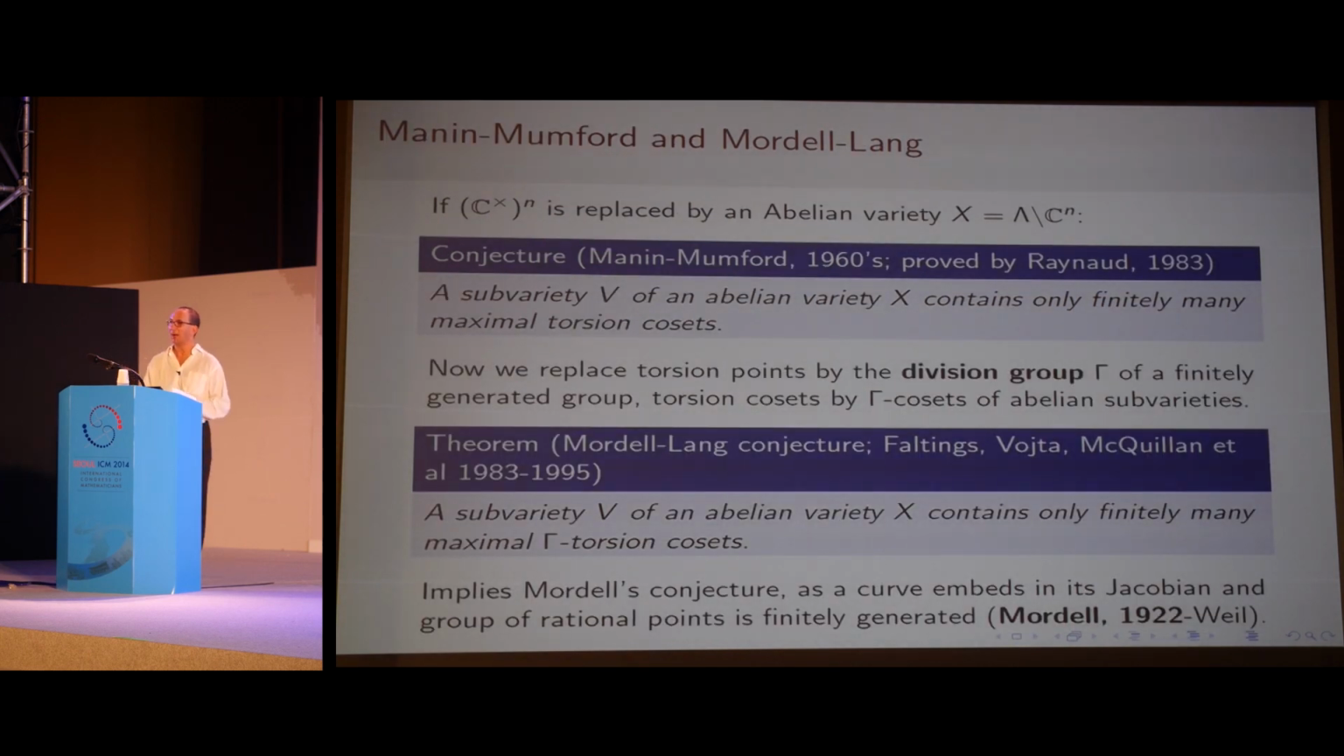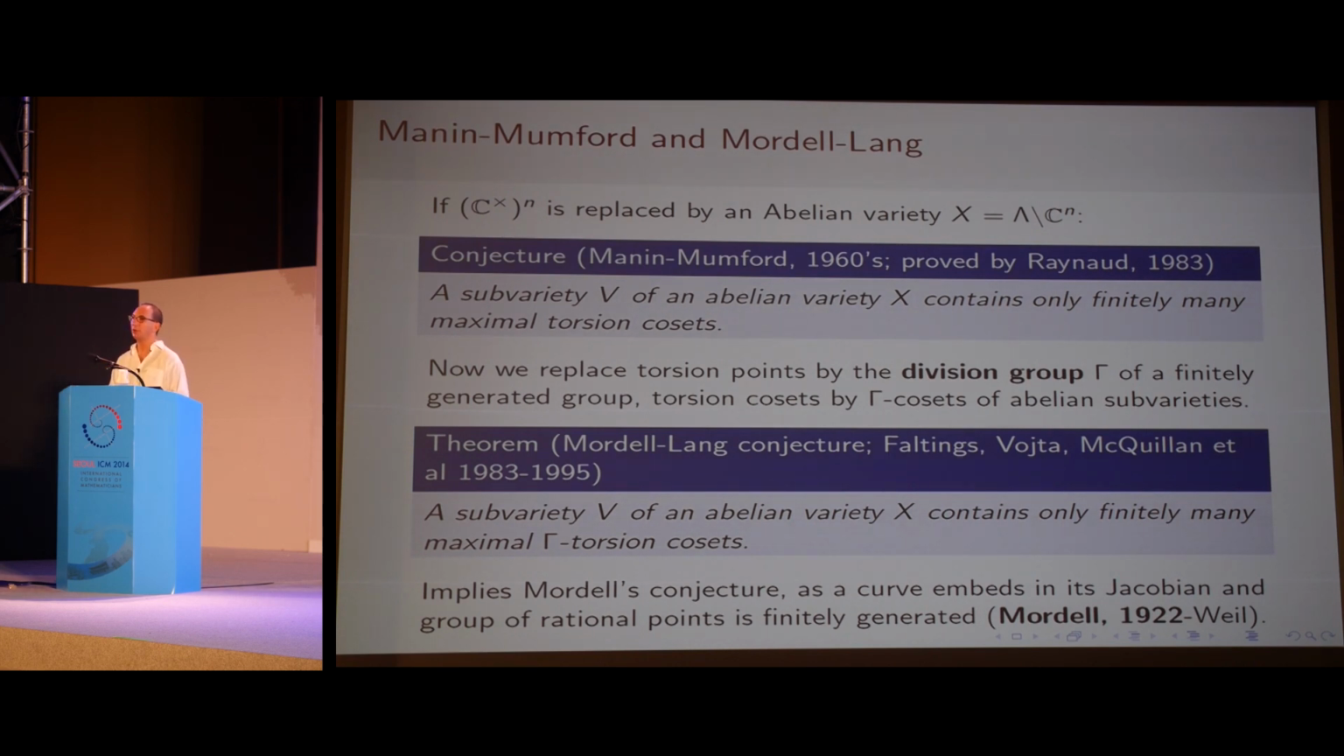The results on this slide won't come up in the sequel, so we don't need to look at them except in a very expressionist way, but I wanted to reconnect with the Mordell conjecture, how it fits into this picture. If we replace powers of the multiplicative group by another kind of algebraic variety with a group structure called an abelian variety, a higher dimensional analog of an elliptic curve, we get the Manin-Mumford conjecture proved by Raynaud. And if we now replace torsion points by the division points of the finitely generated subgroup, we get Mordell-Lang. And as you see, these results have the same general form of a finite description in very specific terms.